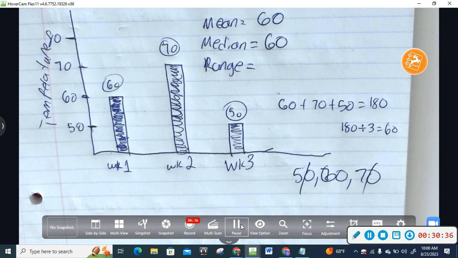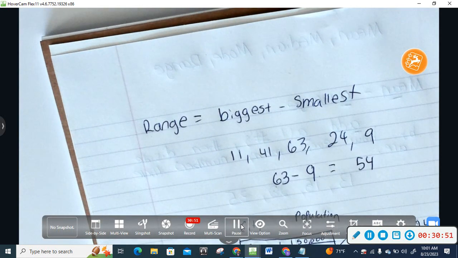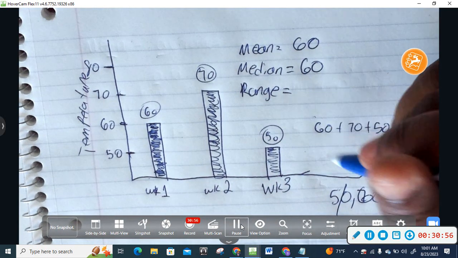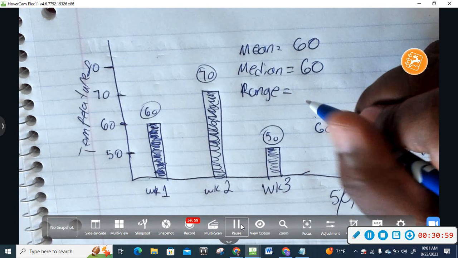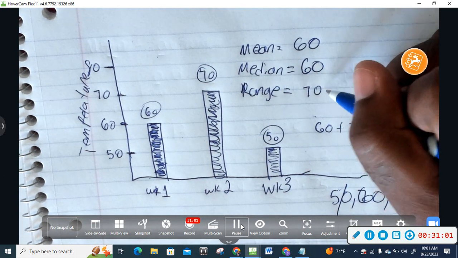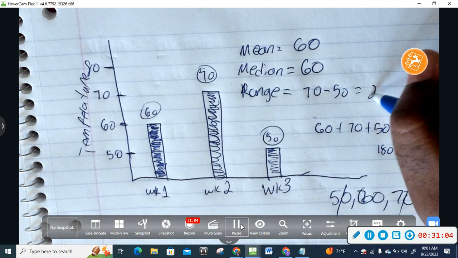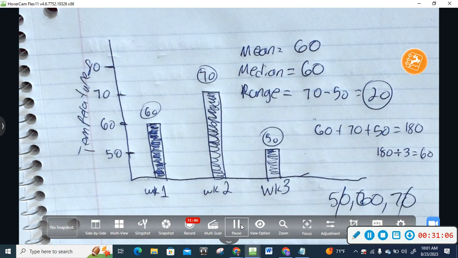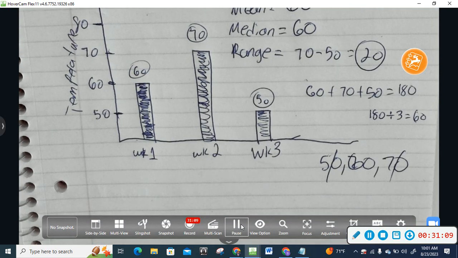And then range. How do I find range? Remember, there's no shortcut to learning range. It's a simple thing you do. Biggest minus smallest. All right, and you'll catch on to it. It'll come back. 70 minus 50 equals 20, which is my range. There's my range. All right, so that's a bar graph.